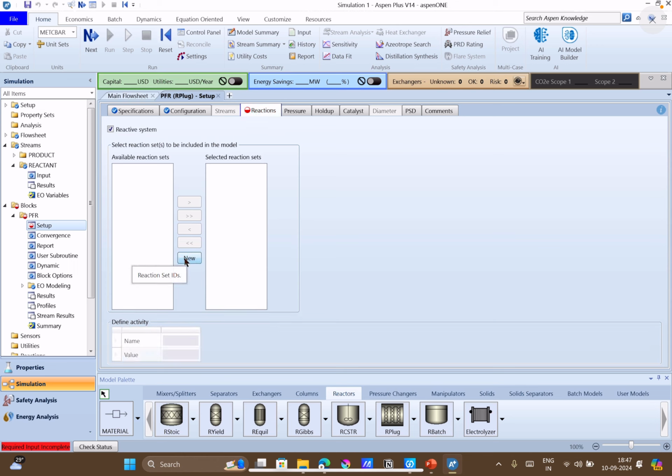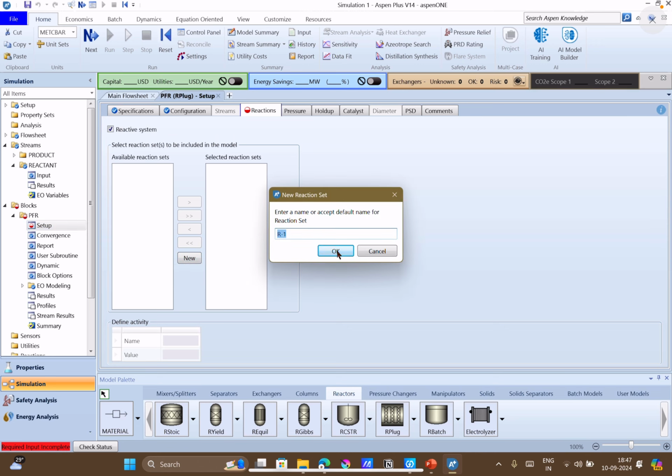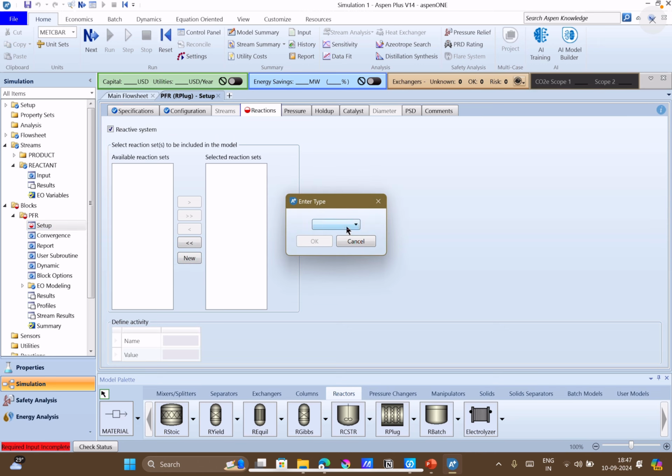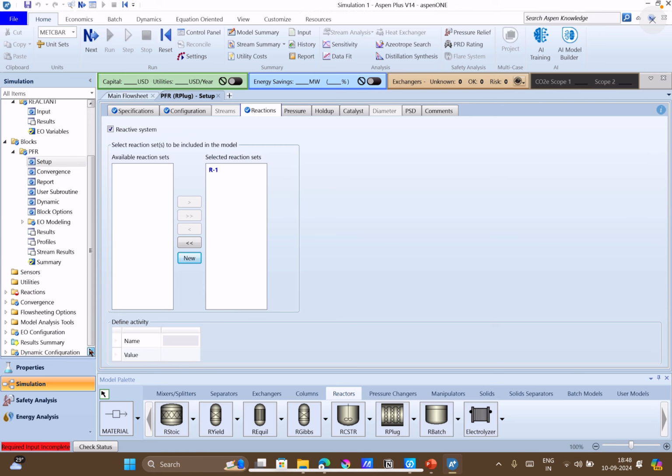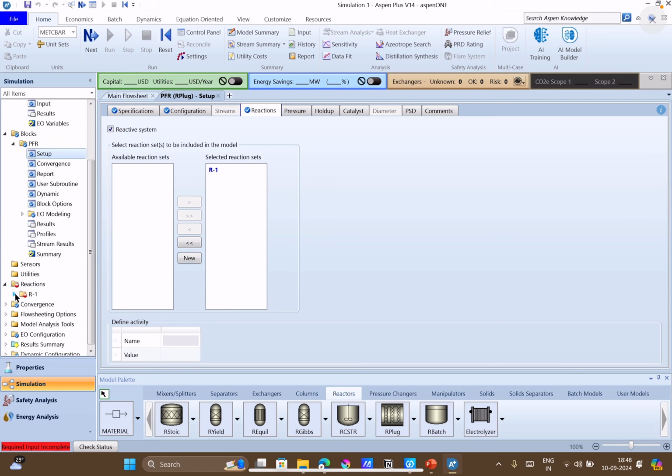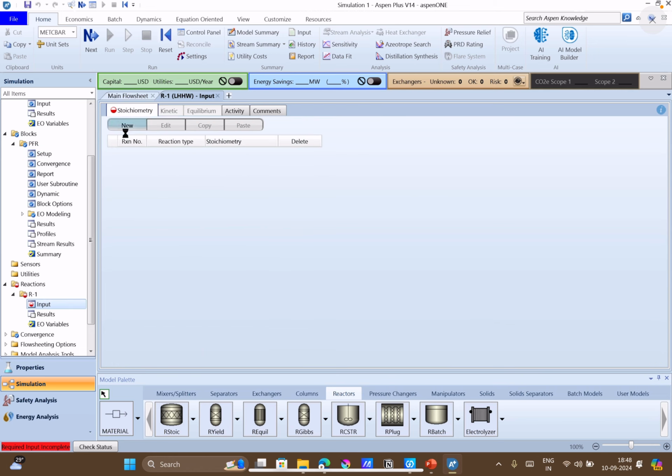Now add the reaction part. In the reaction, we have to select the type of the reaction. So previously what we had done, either this general or power law model, we had selected for the reaction part. But here we have been specified that we have to use the LHHW model. So select that. Go to the specification part of the reactions, R1, and we want to provide the input for R1. So let's add the reaction.